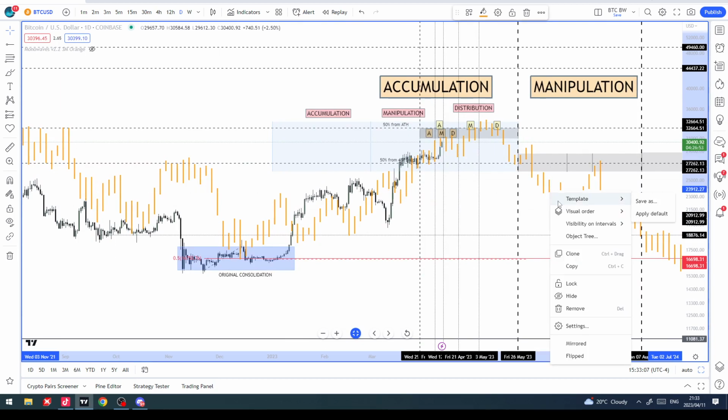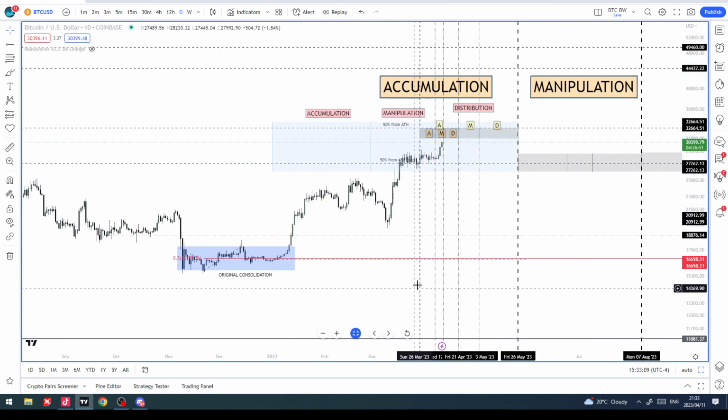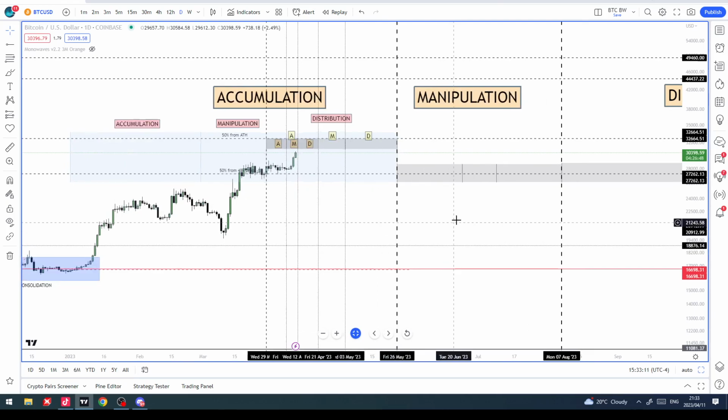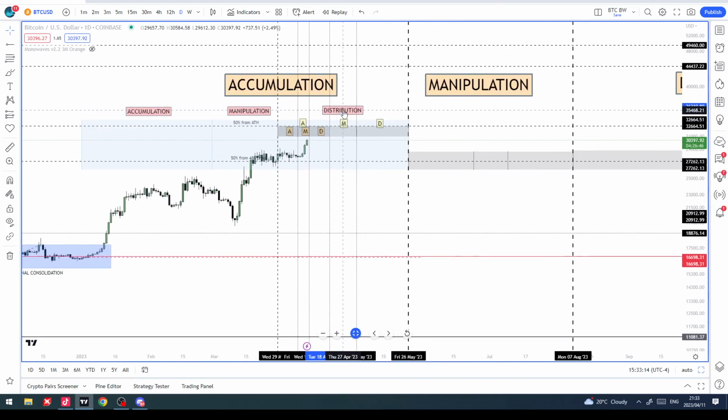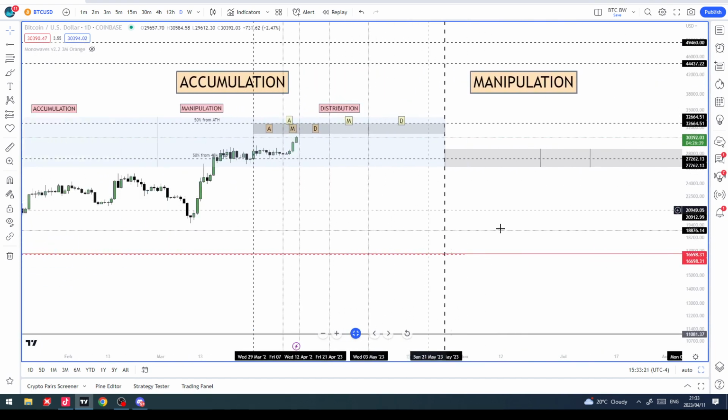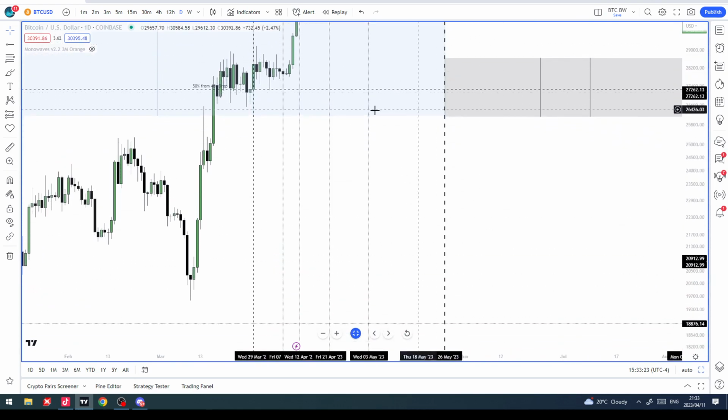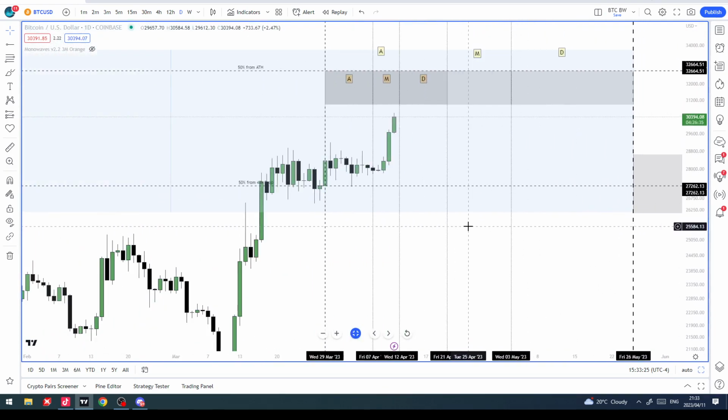I'm going to hide this fractal for just a second. Now, like I said before, we are in one huge accumulation zone until the 26th of May. Within that, we are in the distribution phase of the accumulation phase. You can see here, give or take a day or so, when accumulation finished and manipulation started. So tomorrow is actually the end of the manipulation phase, and we start the distribution phase.